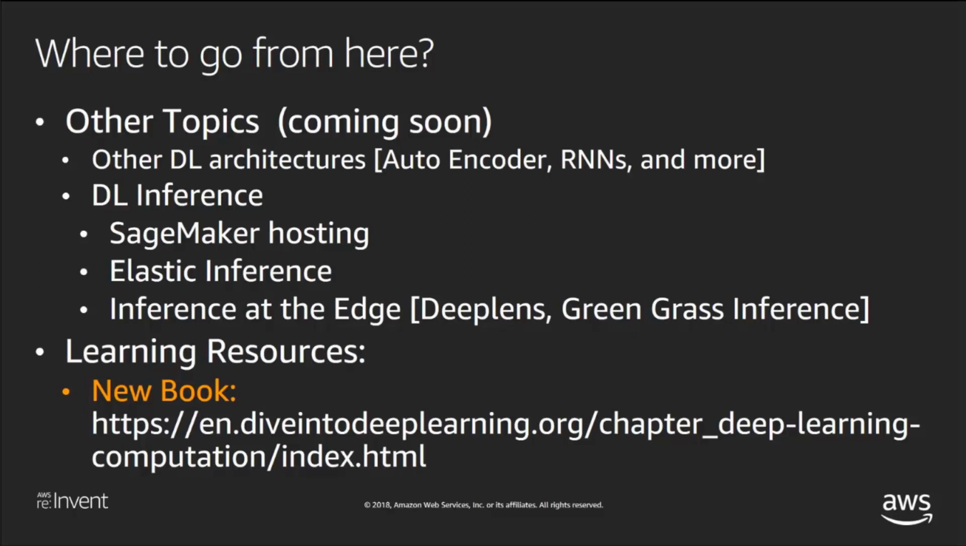And there are other topics, including how elastic inference works. And finally, we'll also be very happy to discuss things like DeepLens. DeepLens is a little camera with a little bit of Intel GPU built in that AWS published recently.